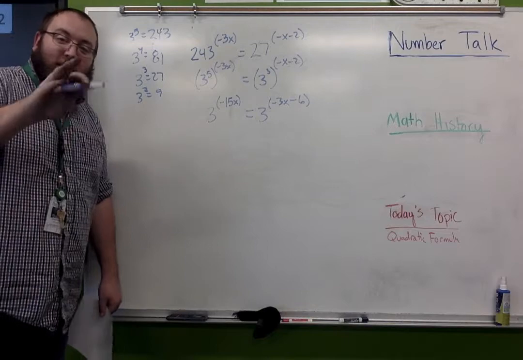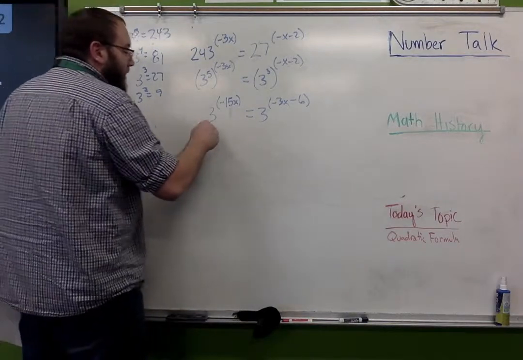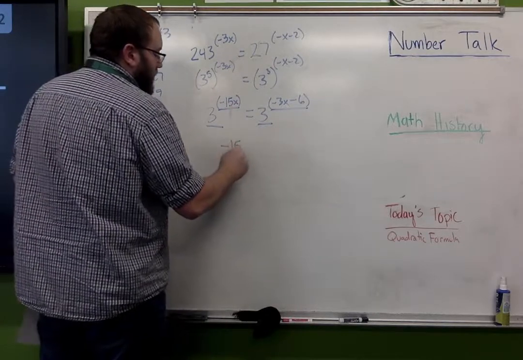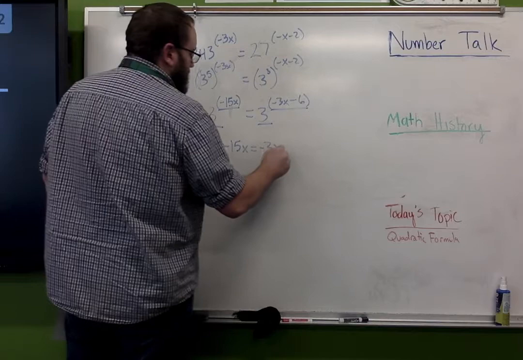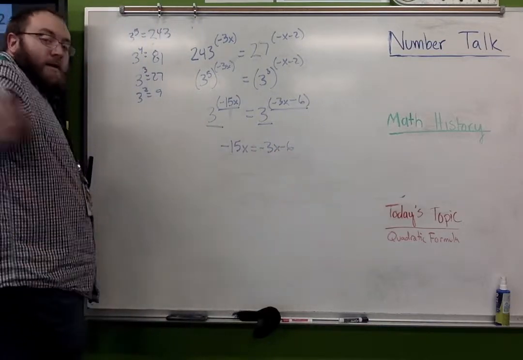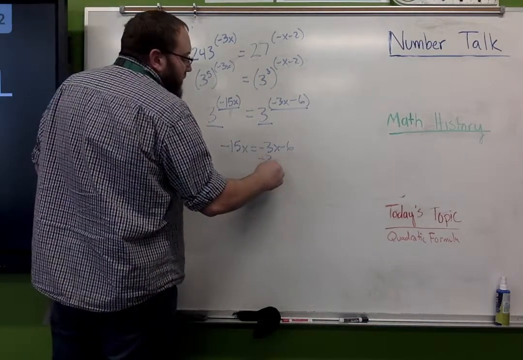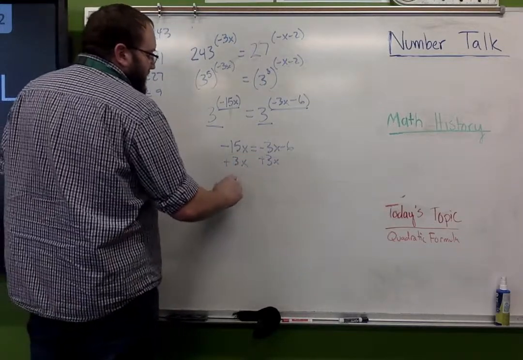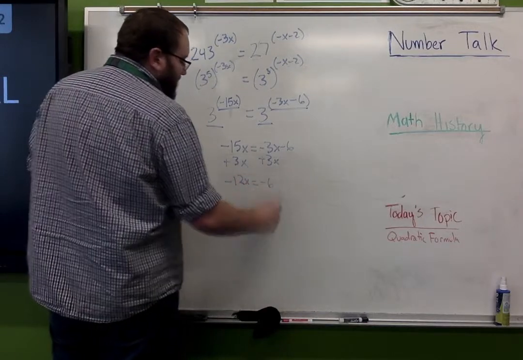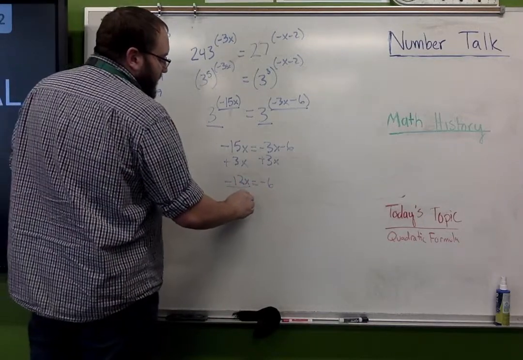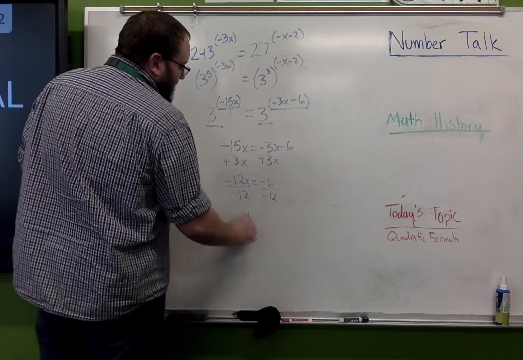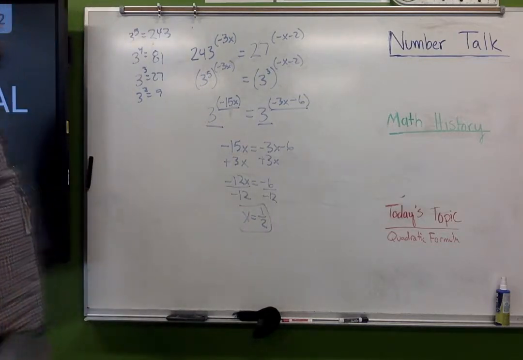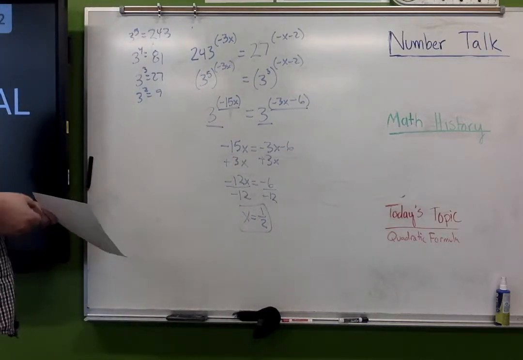Equality property of exponents. The bases are equal. That means the exponents have to be equal, so we set them equal. Now get x by itself. Plus 3x on both sides. This is negative 12x equals negative 6. Divide by negative 12 on both sides. X equals 1/2. And there's your answer. Okay, there's your answer, x equals 1/2.